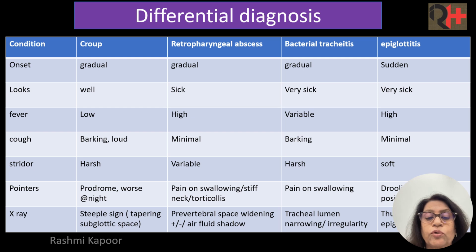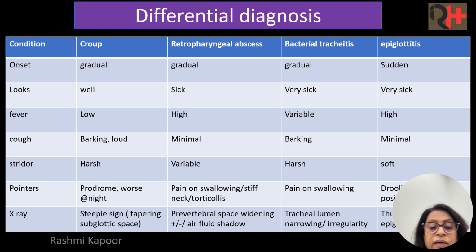Fever may be low in croup, but it is high in the rest of the three, in retropharyngeal abscess, bacterial tracheitis, and epiglottitis. The cough in croup is barking and loud. It's barking also in bacterial tracheitis, but in retropharyngeal abscess, because it is a supraglottic lesion, the cough is minimal, and even in epiglottitis, the cough is minimal. The stridor is harsh in croup and it is variable in retropharyngeal abscess. It is harsh in bacterial tracheitis and it is soft in epiglottitis.